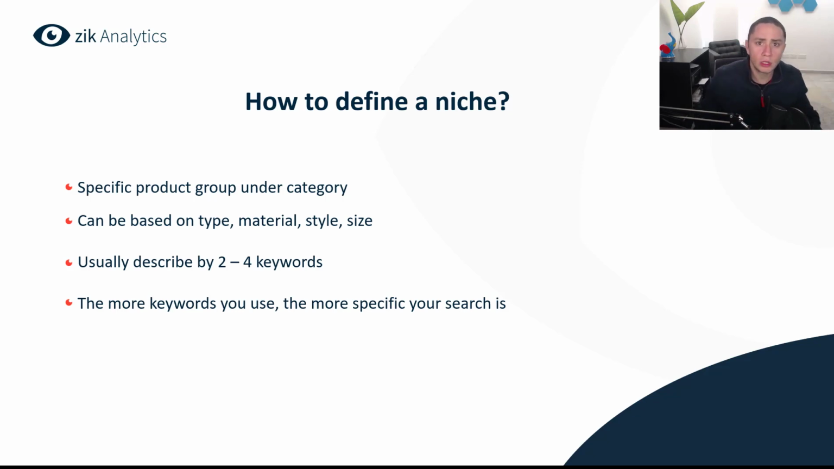So when you're going to do niche research and you go to Zik Analytics to run it in the product research tool, you will usually use between 2 to 4 or 5 keywords to define the niche. And the more keywords you use, the more specific your search is. It's very important that you remember this.